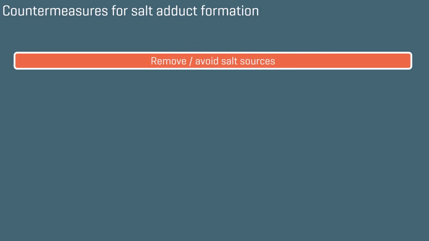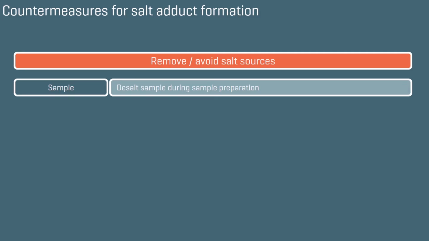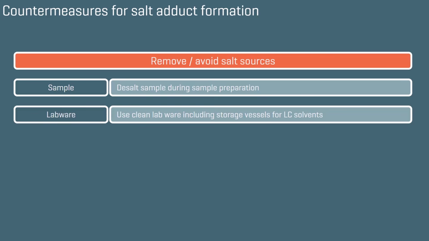So you need to remove or avoid potential salt sources. You might consider a desalting step in your sample preparation procedure to remove the salt contained in your sample, but you also need to avoid introducing salt yourself. Therefore, you should use clean labware, including the storage vessels for your LC solvents. If they are made of ordinary glass, sodium bleeding can occur, which means that gradually increasing amounts of sodium salt can leak into your LC solvents.